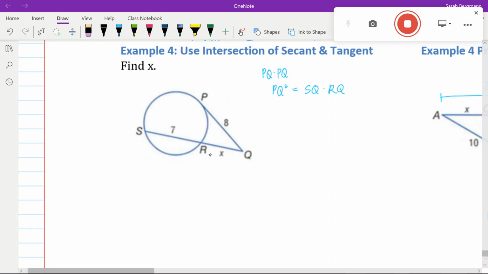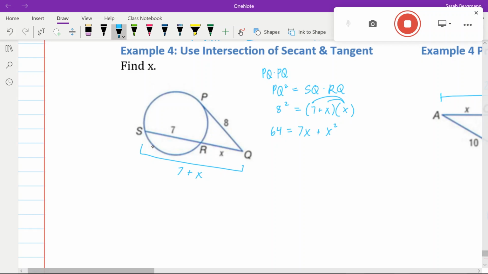Now let's plug in our values. PQ is equal to 8. SQ, we need an expression for. It would be 7 plus x. RQ is x. Now let's see if we can solve this. 8 squared is 64. On the right side, we need to distribute. X times 7 is 7x. X times x is x squared.